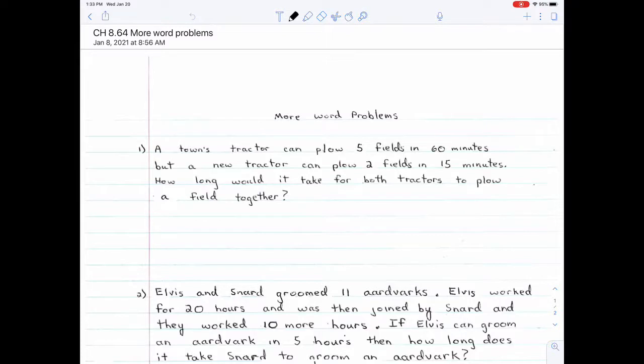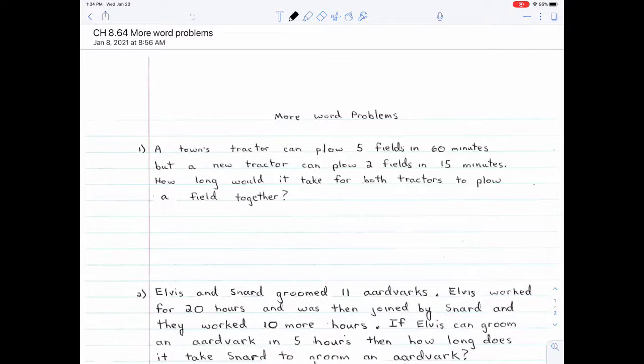What I suggest you do, like I always do, is you try them on your own, and then you just compare them with what I'm about to do here. If you're just going through these and copying down what I write, you're not really going to get what you need to help you. What you need to do is try it on your own first, and then compare it to what I'm about to do.